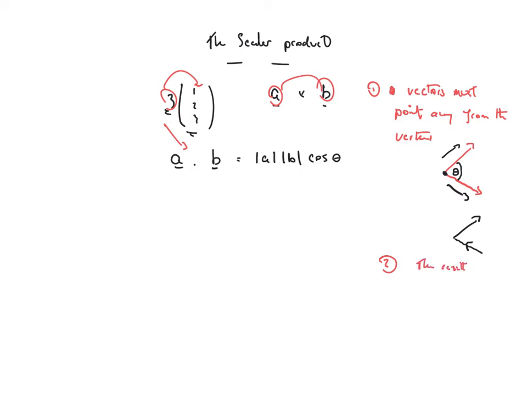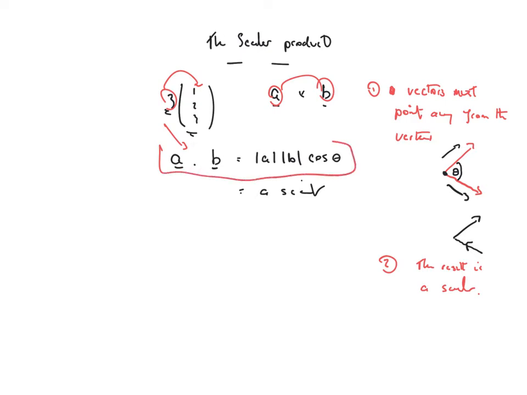Now, point 2 is the result is a scalar. What that means is when you find the scalar product, which is multiplying the two vectors together, what you get is a scalar result. So the product, the result of multiplication, is a scalar.